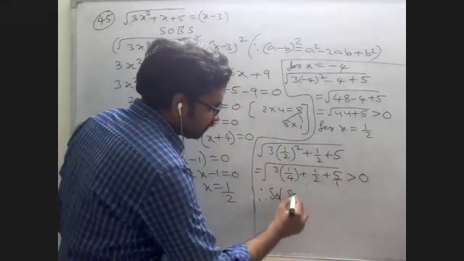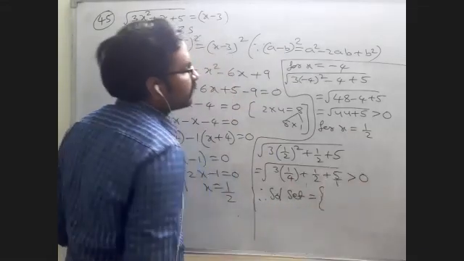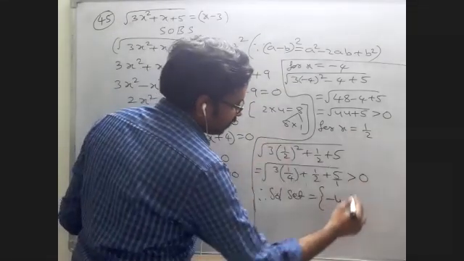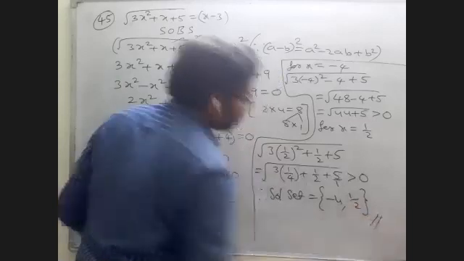Therefore, the solution set is both values: one is minus 4, and the other is 1 by 2. This is the solution.